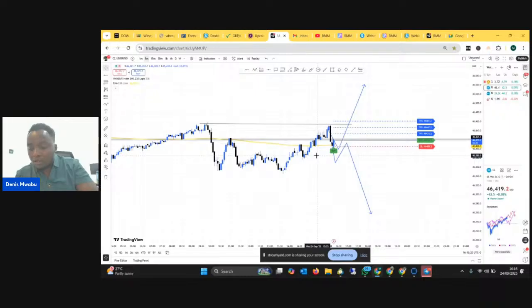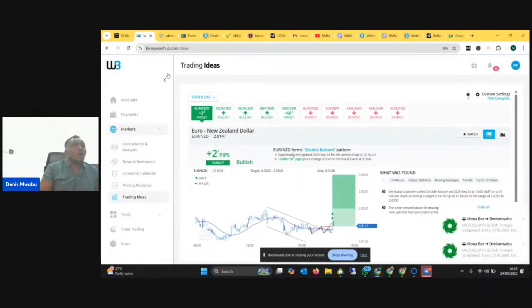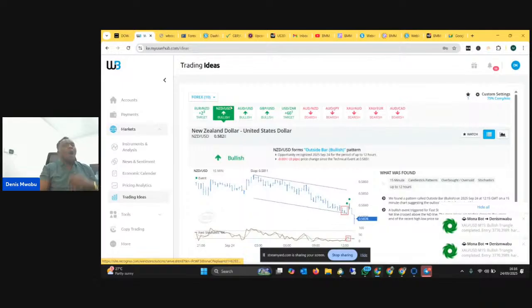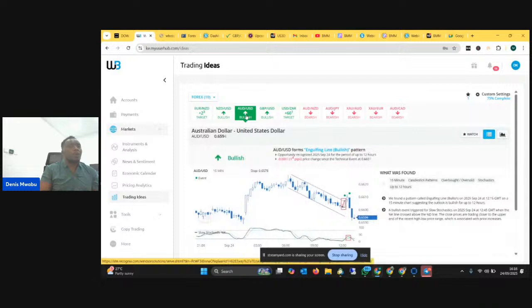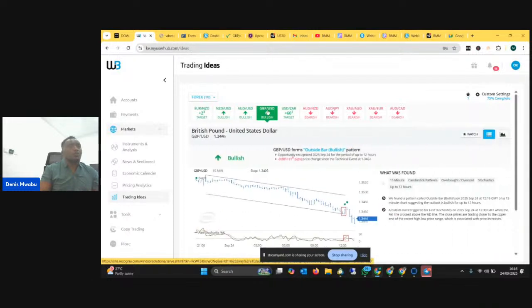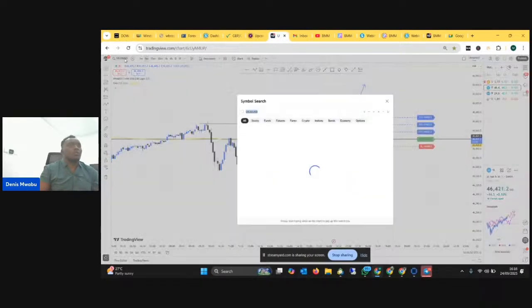That will be at 16:30. Any other trade? Let's take a look at a trade. NZD USD. No. GBP USD. AUD NZD, 30 minutes time frame. So let's take a look at AUD NZD.